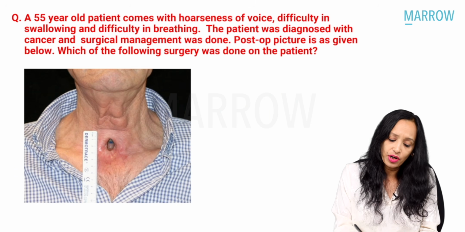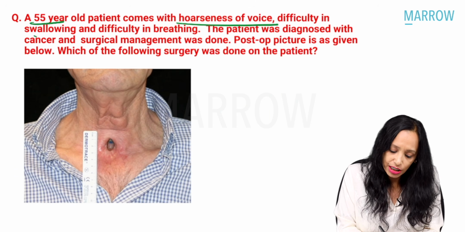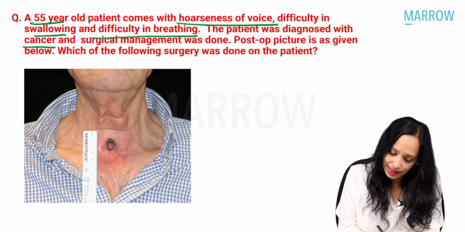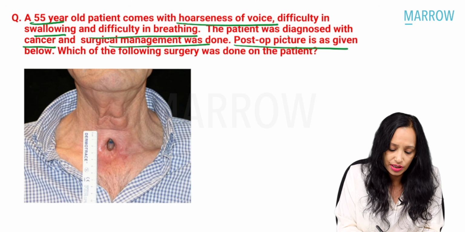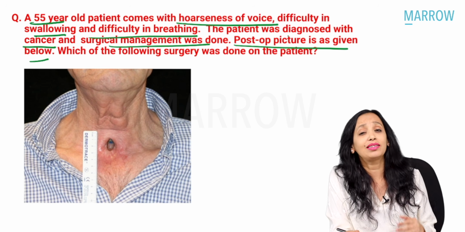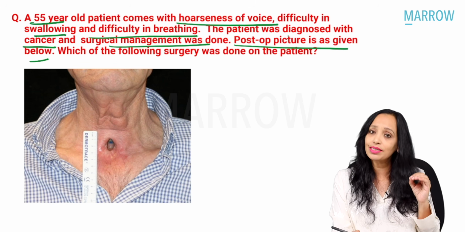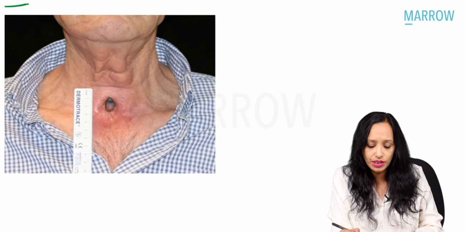Yes, a 55-year-old patient comes with hoarseness of voice, difficulty in swallowing, difficulty in breathing. The patient was diagnosed with cancer. Surgical management was done. The post-operative picture is given below. Which surgery was done in the patient? Yes, the same thing they keep asking repeatedly in different ways. So this is a patient of carcinoma of the larynx. Which surgery have you done? What are you seeing here in the picture?